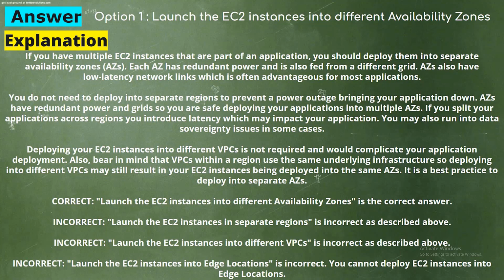Deploying your EC2 instances into different VPCs is not required and would complicate your application deployment. Also, bear in mind that VPCs within a region use the same underlying infrastructure, so deploying into different VPCs may still result in your EC2 instances being deployed into the same AZs. It is a best practice to deploy into separate AZs. Correct. Launch the EC2 instances into different availability zones is the correct answer.